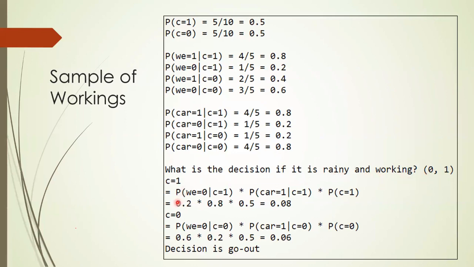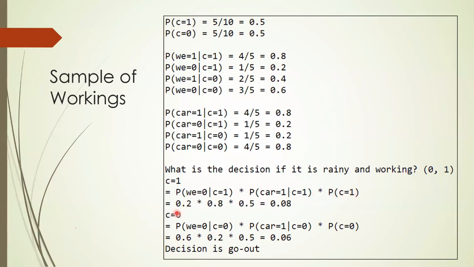So you calculate this, the probability of rainy and working. Rainy means 0, working, car is working, yes, 1. To calculate this, you need to calculate the condition going out first and then the condition not going out. So you calculate weather 0 given C1, times car 1 given C1, and then times the class 1.